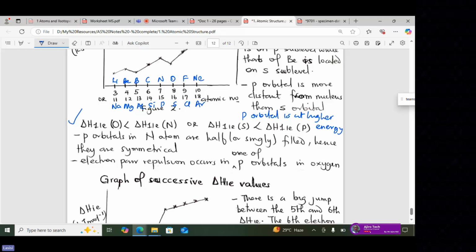And then electron pair repulsion occurs in one of the p orbitals in oxygen. Do you understand the question? Yes. Thank you so much.